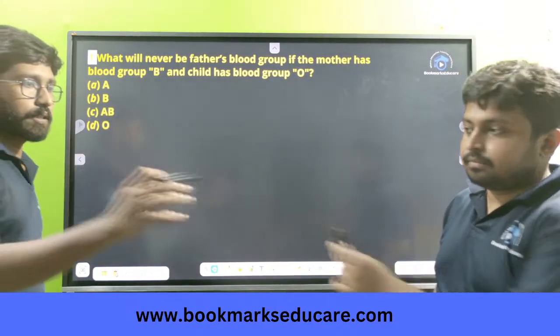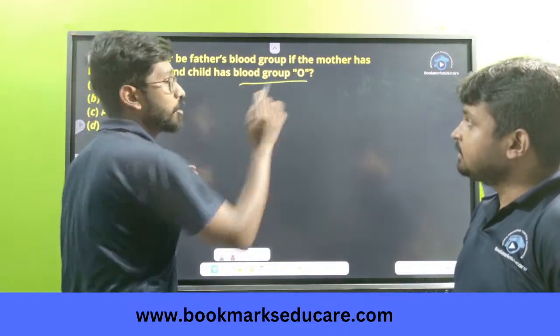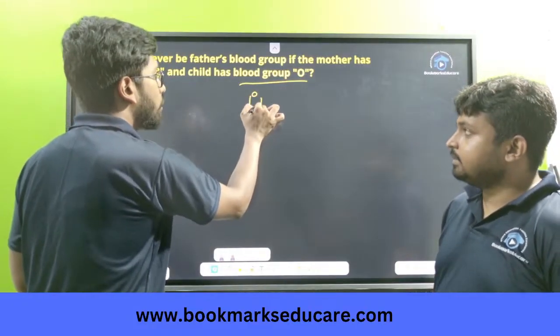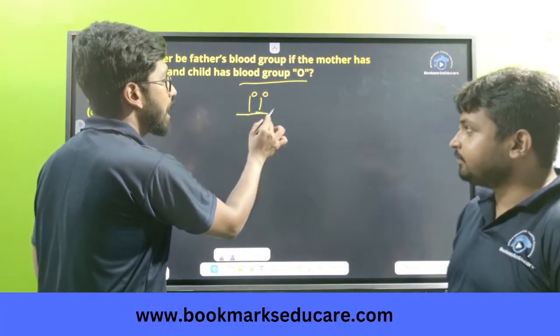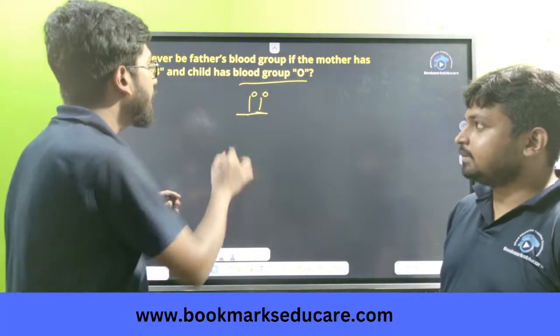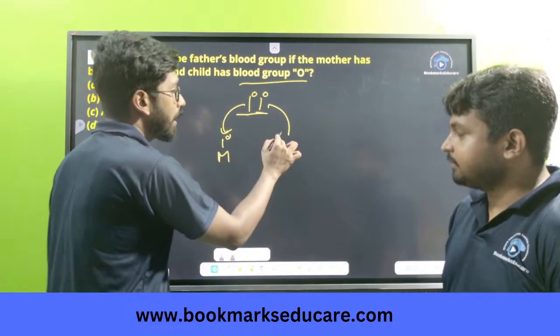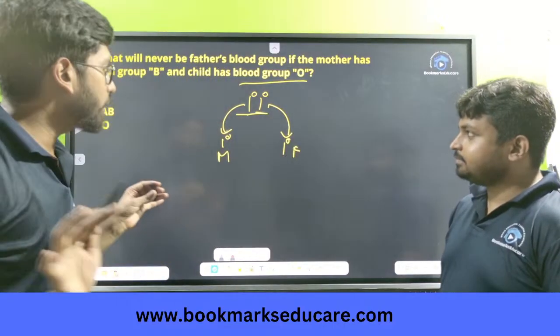First we have to see something. If the child has blood group O, O is a recessive character, that means it will be IO, definitely, right? Now, if the child has IO, it means it got one IO from his mother and one IO from his father, right? We are clear up to that?